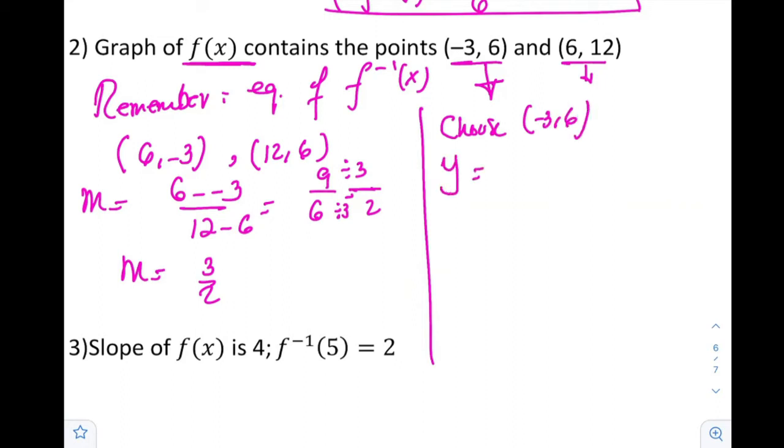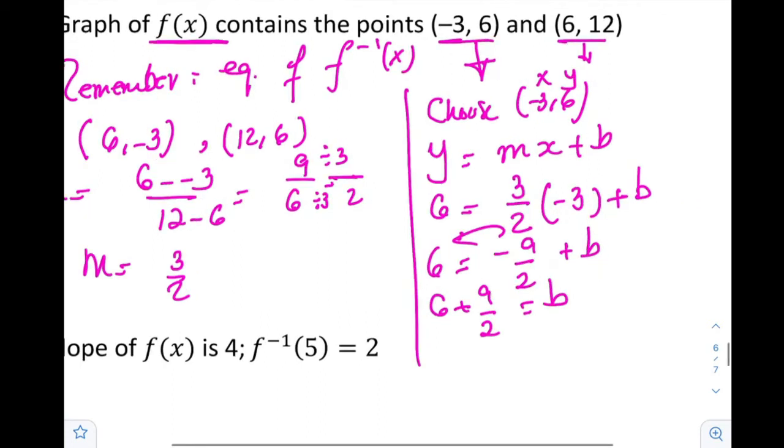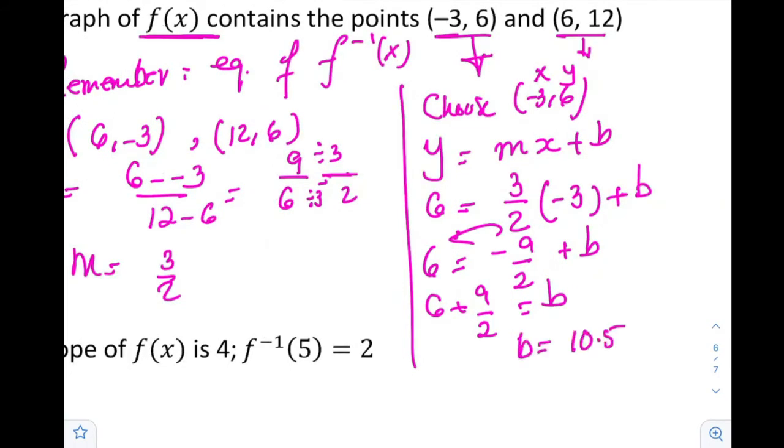So if you want y equals mx plus b, this is my x, this is my y. Slope الجديد, الميل الجديد 3 over 2. X is minus 3. B, I want to find it. And I will replace: 6 is minus 9 over 2 plus b. Take this to the other side. So 6 plus 9 over 2 is b. 9 over 2 is 4.5 plus 6 is 10.5. So my b is 10.5.